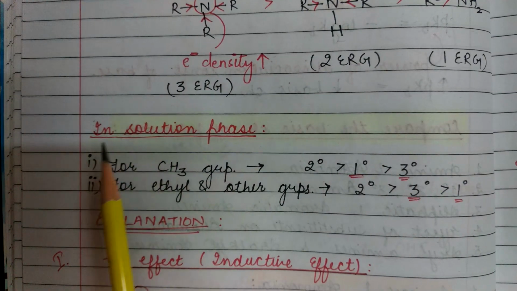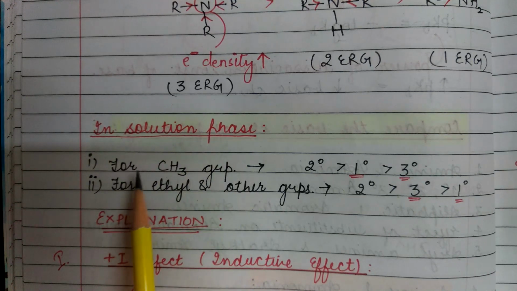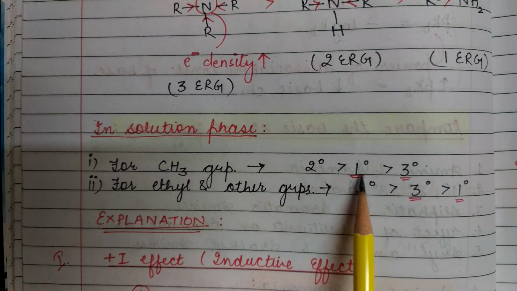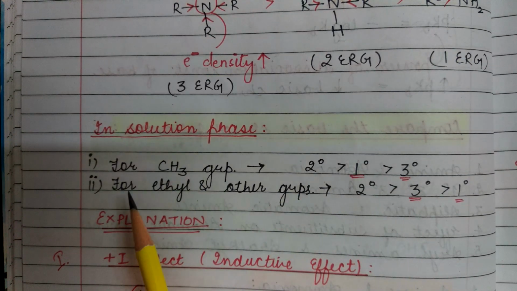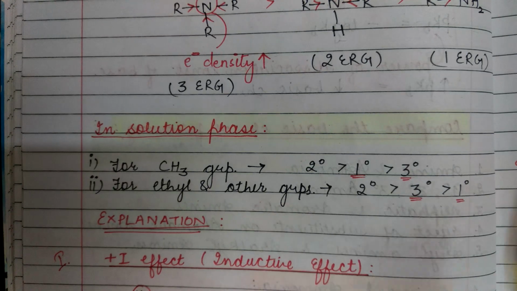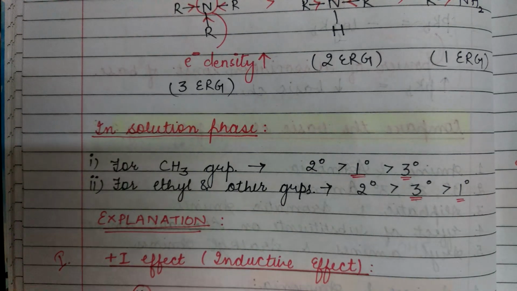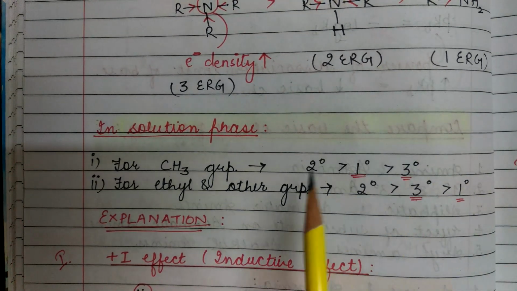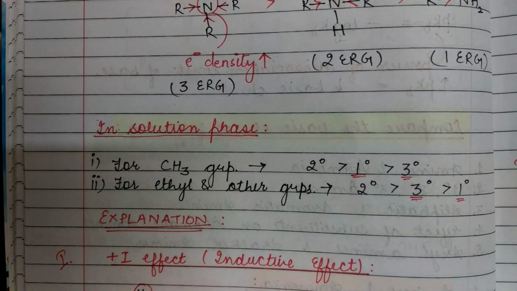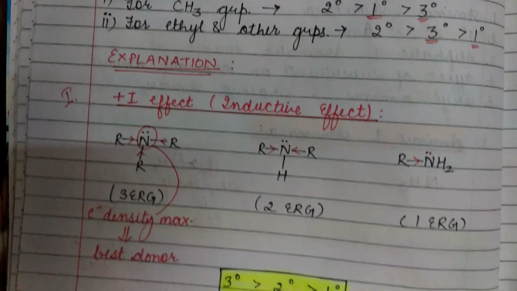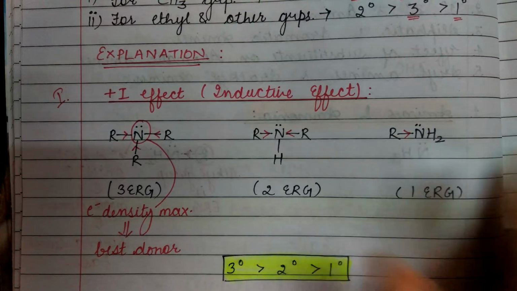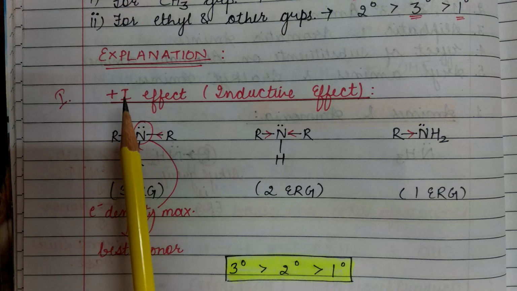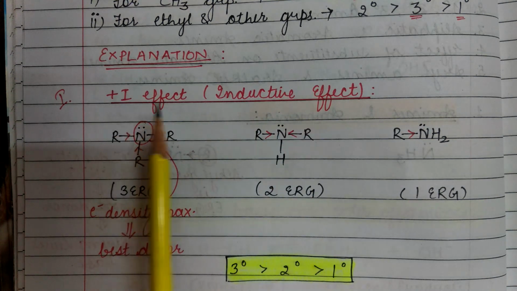But in the solution phase, we have 2 cases. For the CH3 group, the order is 2 degree more than 1 degree more than 3 degree. But for ethyl and the other groups, it is 2 degree more than 3 degree more than 1 degree. So let us see how the order is given to these 1 degree, 2 degree and 3 degree amines. Now, the explanation. The first effect that affects the order is the inductive effect, that is the plus I effect.